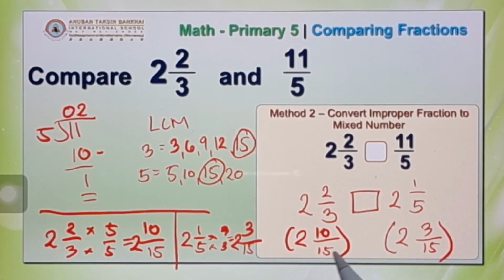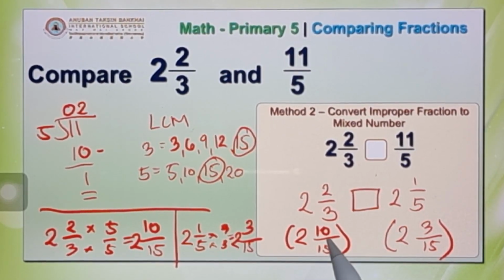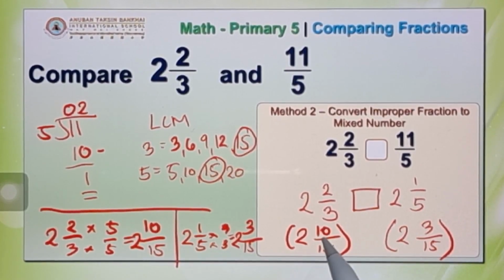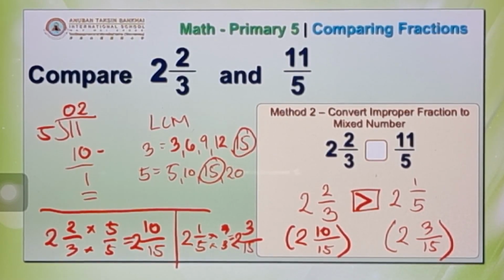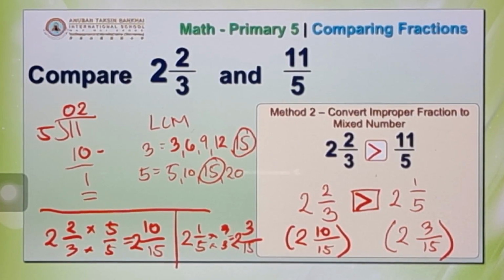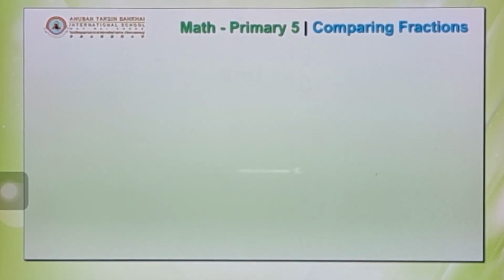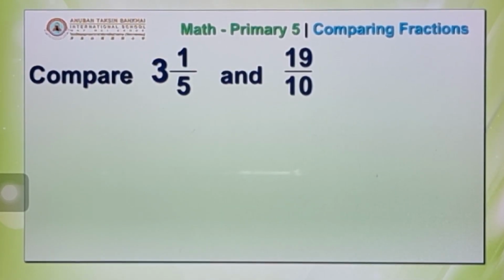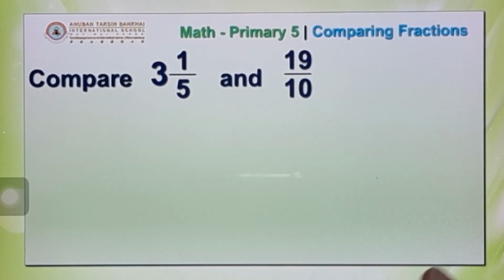Okay, so you can see that we now have the same denominator. So we'll just check our numerator, 10 and 3. So therefore 10 is greater than 3. So our answer will be greater than. Okay, next. Let's have another example. We have to compare 3 and 1 over 5 and 19 over 10.